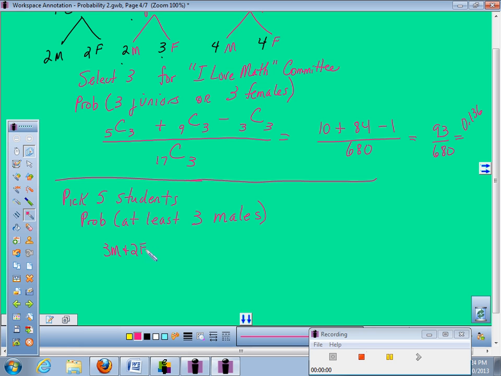The best thing you can do on these at least or at most problems, list out what your possible situations are. Then go worry about doing the numbers. Because I could have 4 males and 1 female, or I could have all 5 of them be males. And that's what you have to realize. Anything that's at least or at most, you need to list out all the possible things that could happen, because there's going to be more than one.